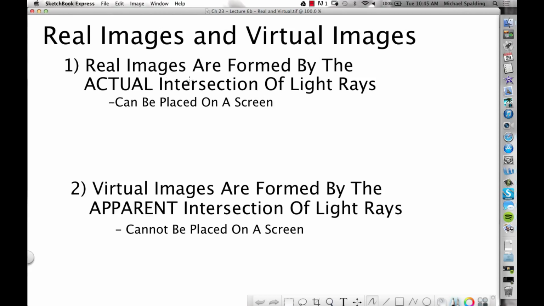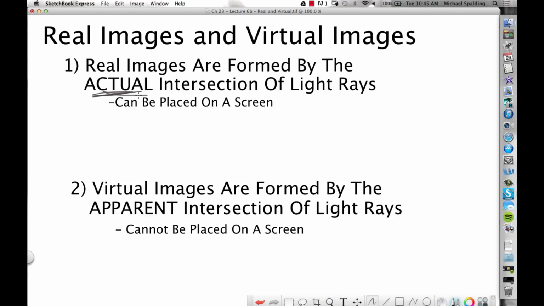Now, what's a real image? A real image is formed by the actual intersection of light rays, like we just saw on the previous screen. Did those light rays actually intersect? Yeah, they totally intersected each other. That's a real image, okay? Real images can be placed on a screen. Like sitting here in this room, my projector there, the image formed by the projector, can that be put on a screen? Well, yeah, that is a screen, and the image is there. That's a real image, dude. See, I put my paper there? If you can put the image on a piece of paper, it's a real image, okay?